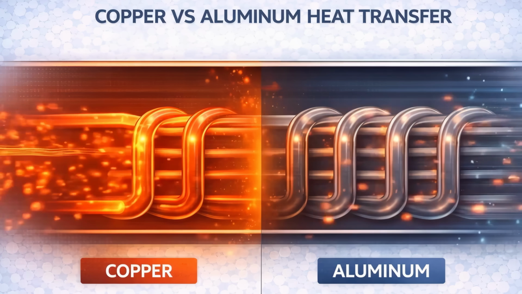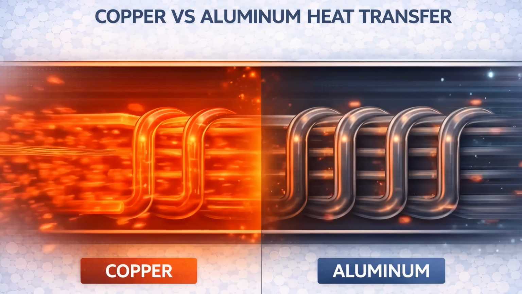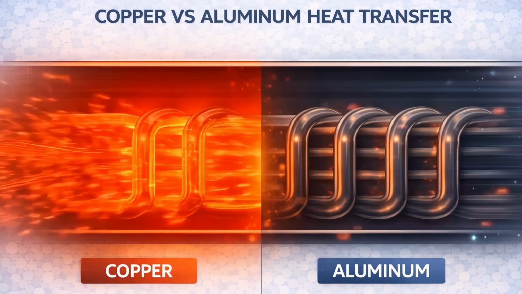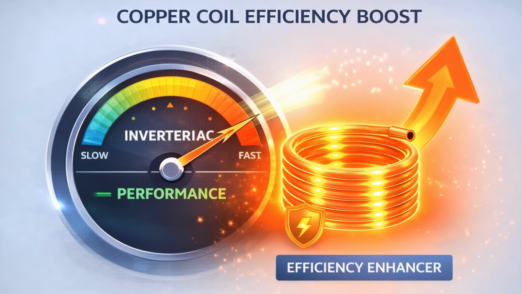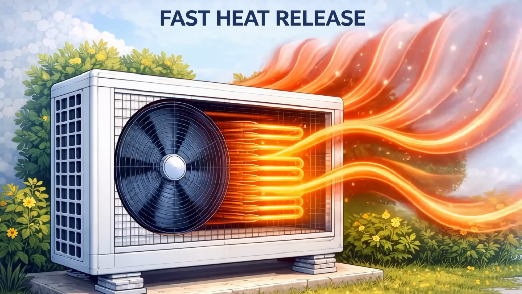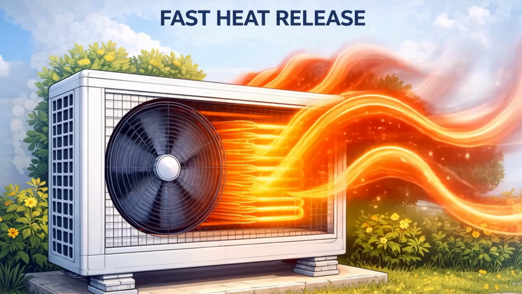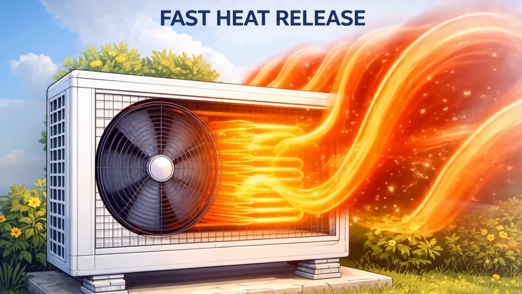Copper is a superior thermal conductor. It moves heat much faster than aluminum can. Since the goal of an inverter AC is to be as efficient as possible, using copper is a no-brainer. It allows the machine to dump heat outside more effectively, which means the compressor doesn't have to work as hard.